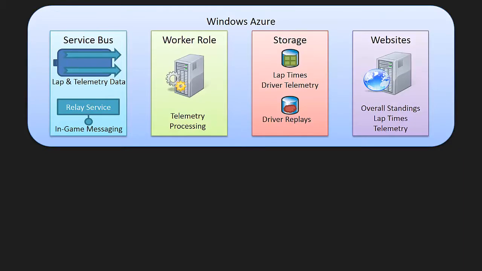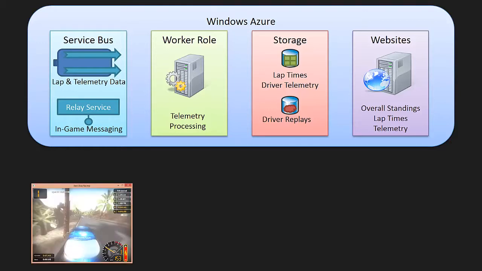We're currently using components in the Windows Azure Service Bus, worker roles in Windows Azure Services, table storage and blob storage in Windows Azure Storage, and also a Windows Azure website. The driving game is going to be sending lap timing data and telemetry data onto a topic in the Windows Azure Service Bus. We then have a worker role that's going to dequeue these messages from the subscriptions, process the data, and insert entities into tables in Windows Azure Table Storage.